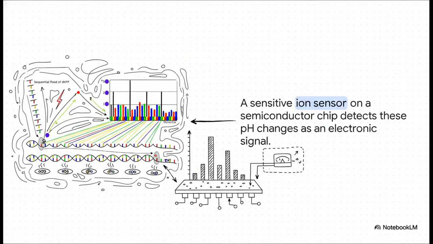The beads are put into millions of tiny little wells on a semiconductor chip. Right underneath each well is a super-sensitive ion sensor. So when a matching letter is added and that hydrogen ion is released, the sensor picks up that tiny change in pH as an electrical signal. It's an incredible way to turn chemistry directly into ones and zeros.